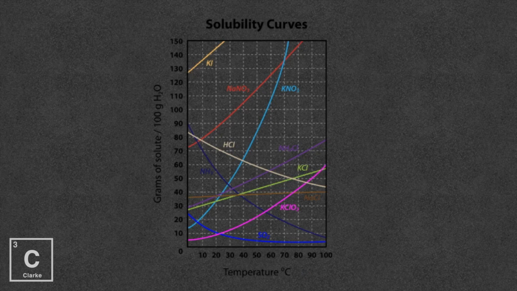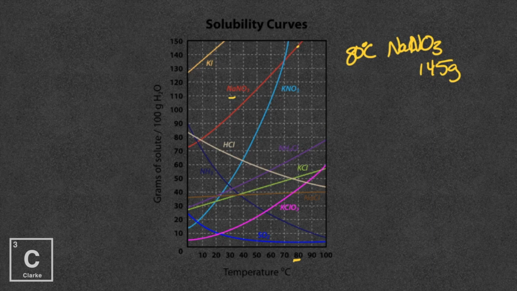Now, a lot of times when you're looking at a solubility curve, your teacher is going to ask you questions like, at 80 degrees Celsius, how much NaNO3 would it take to get a saturated solution? Well, I'm going to go to 80 degrees. Here is NaNO3. It crosses 80 degrees right there. So I'm going to say that is about 145 grams of solute per 100 grams of water. So for every 100 grams of water, I should be able to dissolve 145 grams of sodium nitrate.